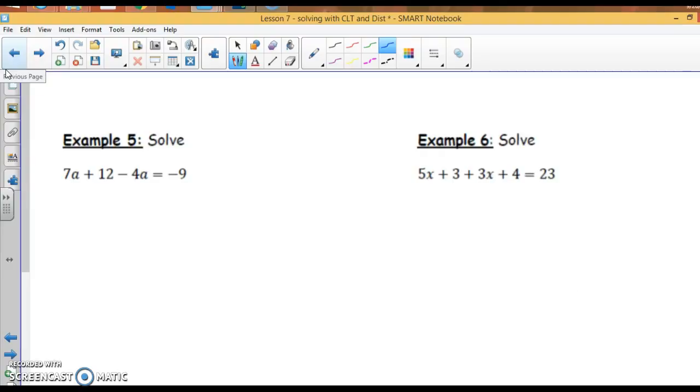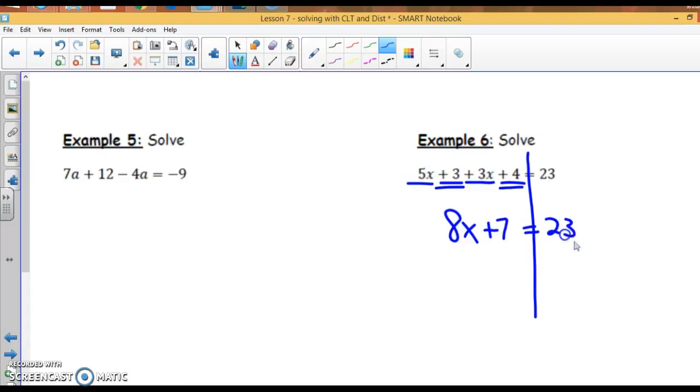Let's do example 6. Combine like terms on this left side. 5x plus 3x is 8x. Positive 3 plus 4 is positive 7 equals 23. Now I'm at your classic two-step. Subtract 7 from both sides. 8x equals 16. Divide both sides by 8.